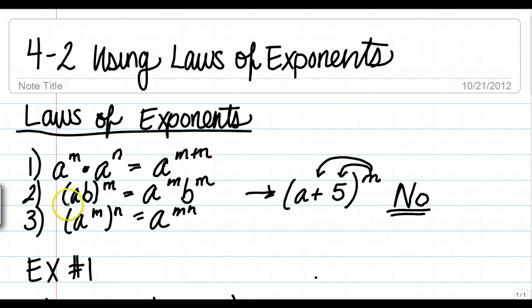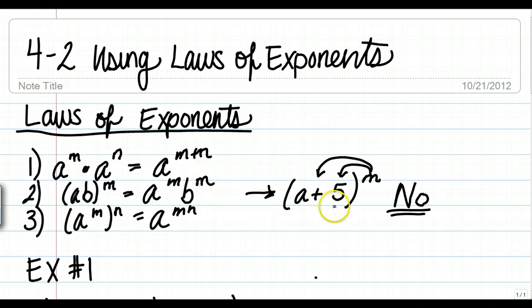For the second one, you have 2 numbers that you're multiplying together inside of the parentheses, and you have an exponent on the outside. When that's the case, you distribute the power. So if these are both imaginary ones, so you have 1 times m, which is m, and 1 times m, which is m. So you'd have a to the m, b to the m.